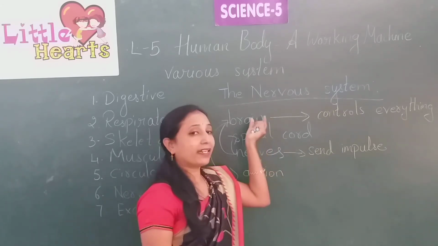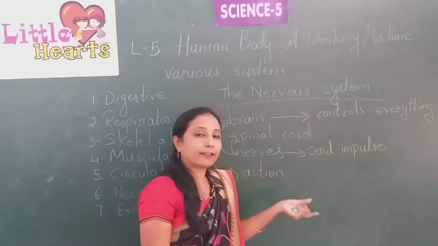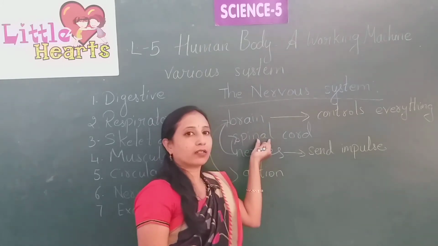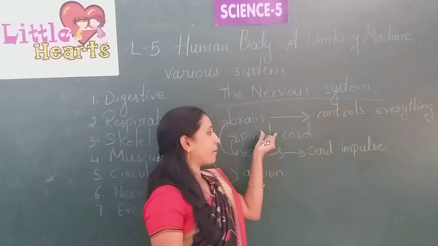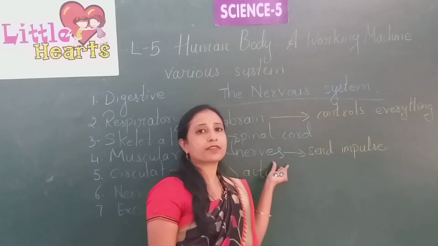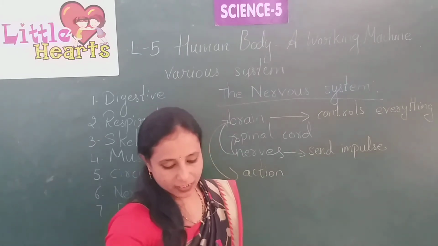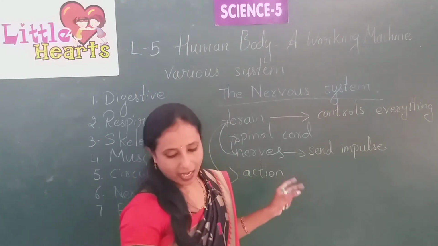Okay, then how does the brain tell the leg to lift up? The brain again sends an impulse or order to the spinal cord, then it goes to the nerves. These nerves help the muscles and our leg. Okay, in this way the impulse is passed.